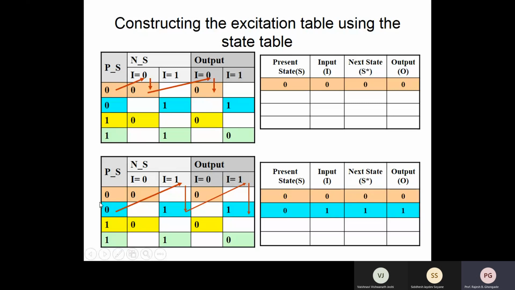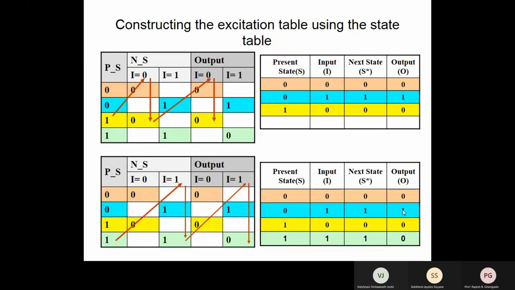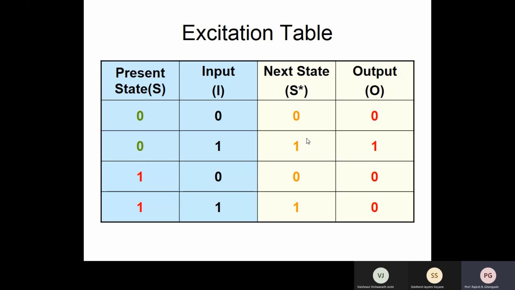What about the next row? When present state was 0, now there was an input asserted, that is 1. So the next state is going to be 1. So 0, input was 1, next state is 1, and correspondingly output is also equal to 1. Do you understand this? Yes, sir. Okay. Similarly, you can complete the remaining part of the excitation table. So what you get ultimately is this, which is called as the excitation table. All right. Is that fine? Yes, sir. All right. So this is what we got as the excitation table.